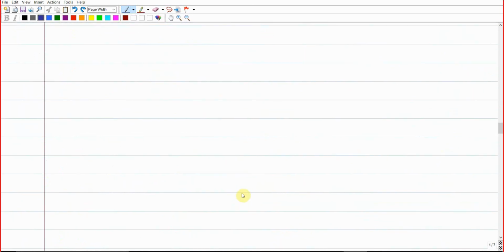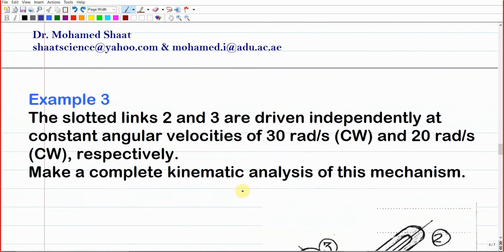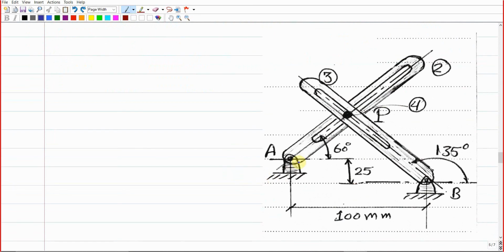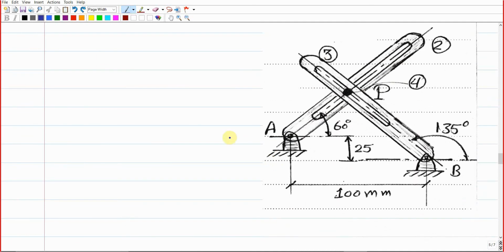But for this one it requires two inputs. This is a special mechanism and a special type of problem, but anyway we're going to discuss this type of problem after the graphical method. For this mechanism it requires two electrical motors. One electrical motor is going to work here to give rotation to this link, and another electrical motor is going to give another rotation to the other link.